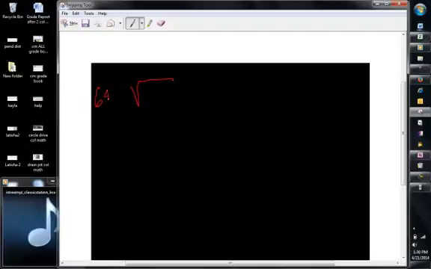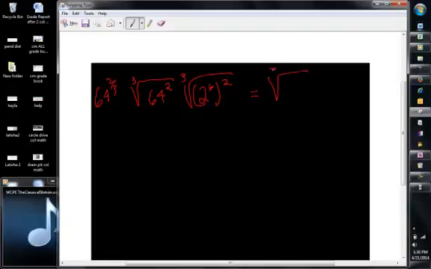64 to the 2/3 is the cube root of 64 squared. But 64 is 2 to the 6th, so it's 2 to the 6th squared cube root. But that's the cube root of 2 to the 12th. Remember, when you raise a number to a power, you multiply the exponents. How many groups of 3 can we get out of 12? We can get 4, so it's 2 to the 4th. 2 to the 4th is 16.